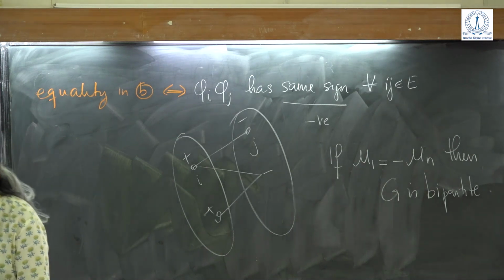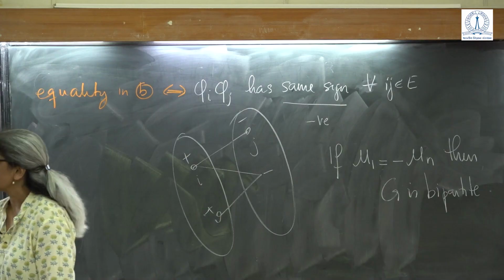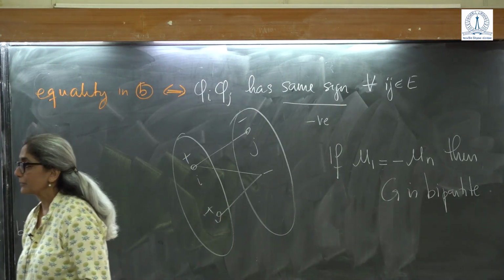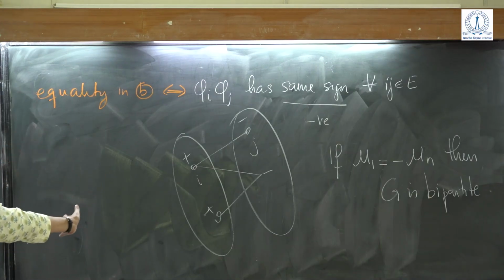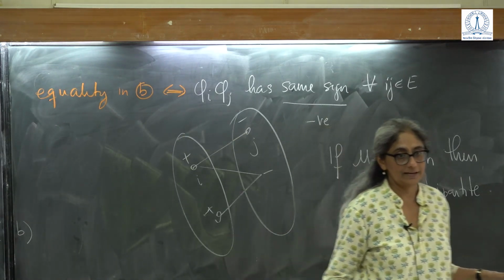Do you see the other piece? For the other piece, I'm going to prove something else. Is this okay? Everybody understood this? So if mu1 is minus mu(n), then the graph is bipartite by this whole argument, okay?